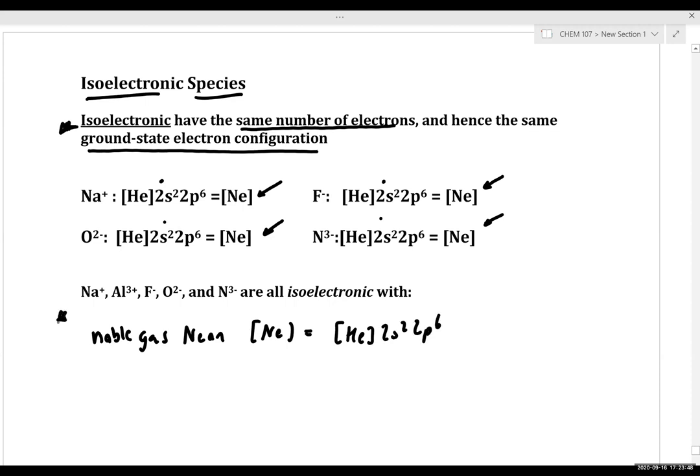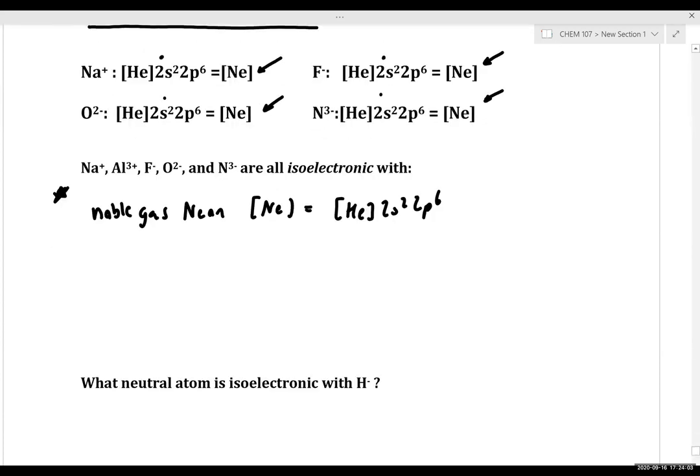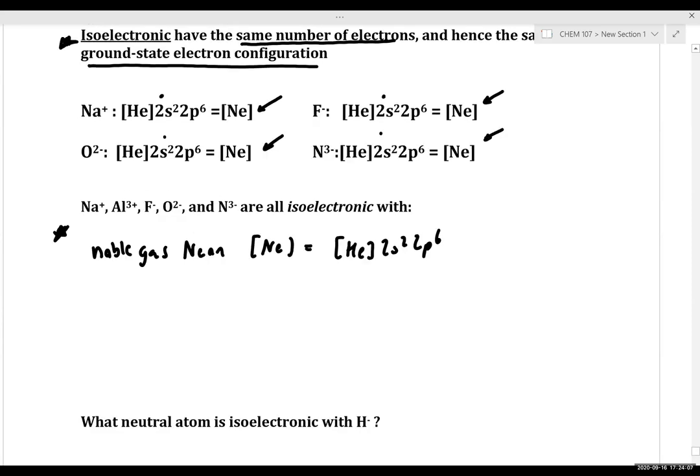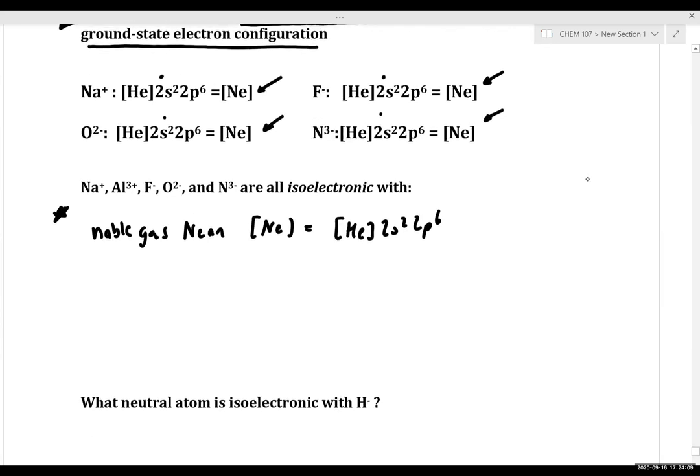Now this is really important because this can help us to understand a really important pattern in terms of ionization preferences. So just to make sure we're all on the same page, I'd like you to tell me what, one moment.